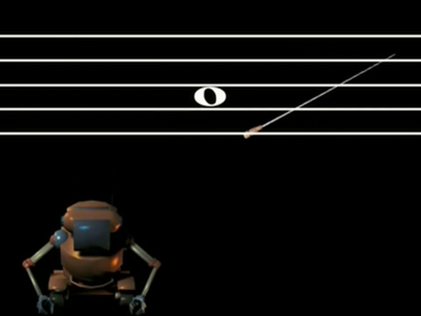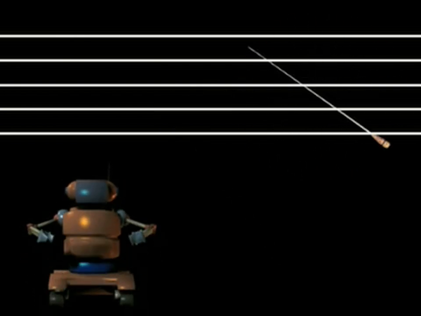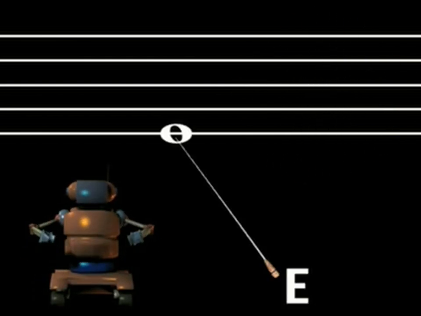Let's see. Can this work backwards or going down? Yes, it can. Here is the note A. Let's find E. G is before A. And F is before G. I get it. The E is here. Bobot is very smart. Very, very, very smart.